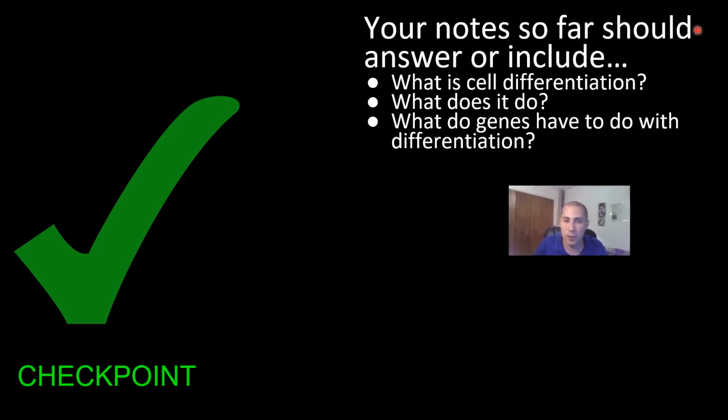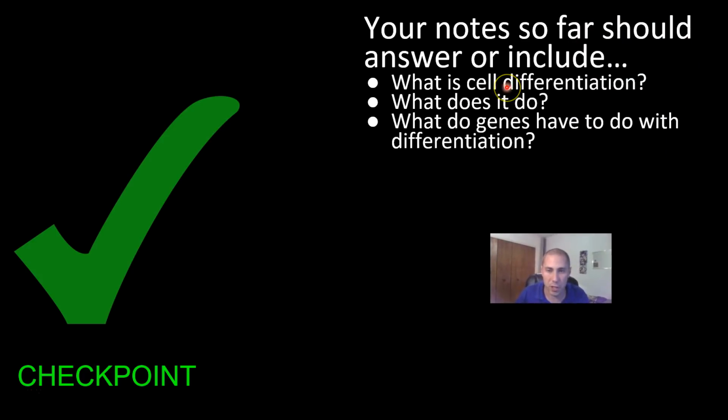So, check. Do you know what cell differentiation is, what it does, and what genes have to do with that differentiation? Remember, genes are what make things get expressed, our phenotype, and that's how they become different. So what part of the DNA gets expressed changes what type of cell you get.